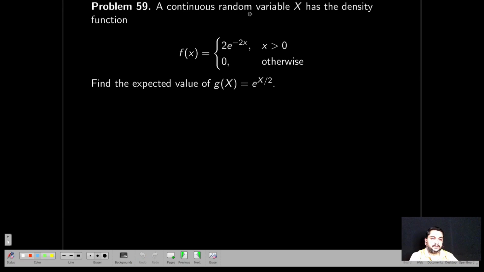Next, a continuous random variable x has a density function given like this. Find the expected value of g of x.